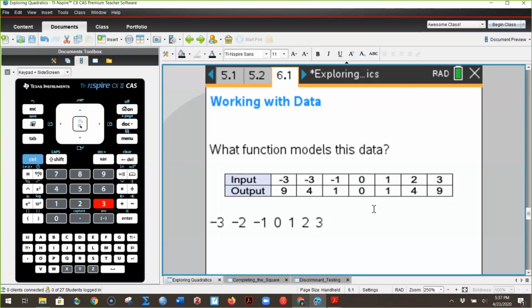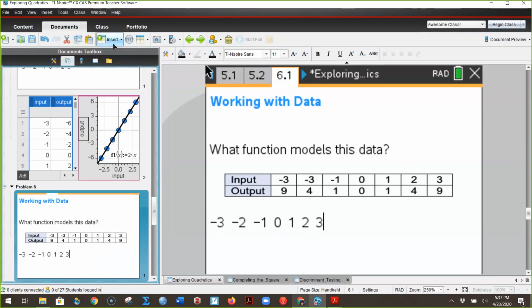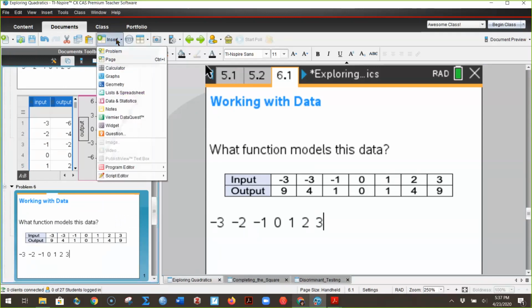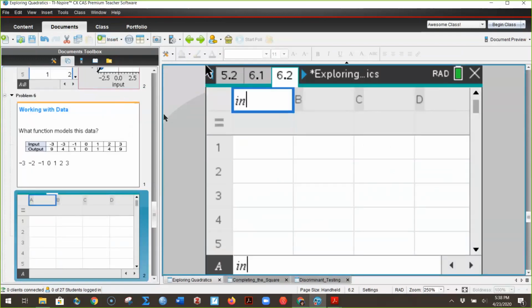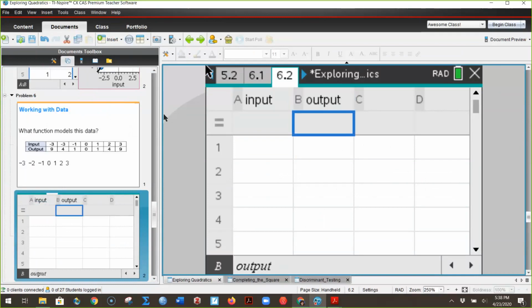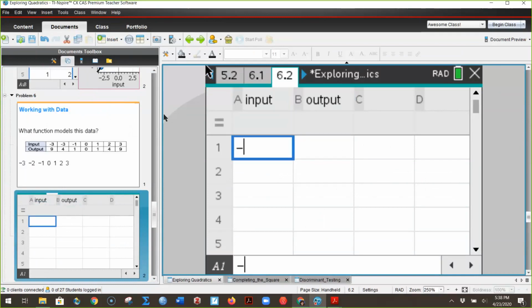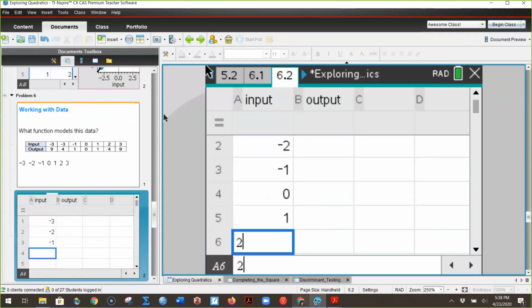But this time, everything is positive. So we're going to do the same thing. We're going to make the same chart. So I'm going to insert, this time from the software, I'm going to go up to Insert. And I'm going to do a list and spreadsheet. Up at the top, I'm going to label it Input. You always want to have your columns identified, especially in the Nspire. And then I'm going to type in my values. -3, -2, -1, 0, 1, 2, 3.